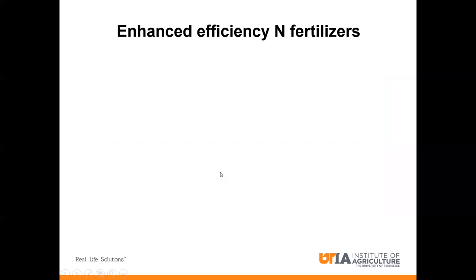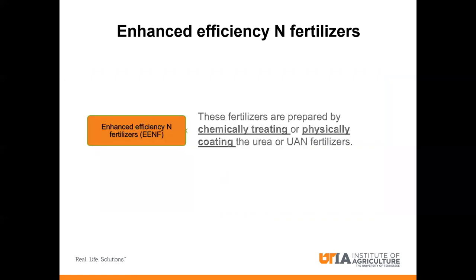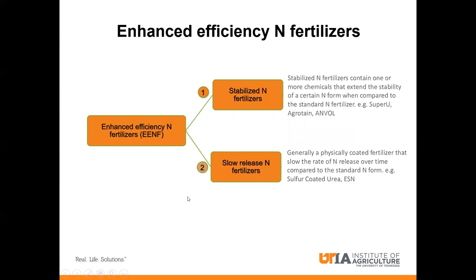So how do we control ammonia volatilization? Again, I wanted to throw this in here because it's very important. There is a group, or a general term, that's called enhanced efficiency nitrogen fertilizers. And these fertilizers are either prepared by chemically treating or physically coating that urea or UAN fertilizer to stabilize that nitrogen and to release it over time. There are two broad categories. There's the stabilized N fertilizer and there's the slow release nitrogen fertilizer.